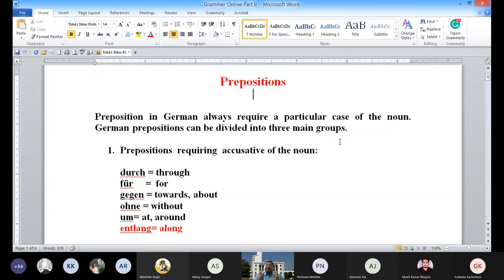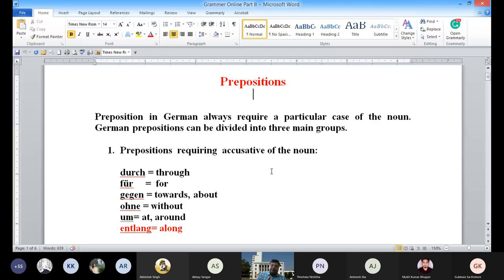So when I say case, you should understand particularly accusative and dative. Prepositions in German always require a particular case of the noun. German prepositions can be divided into three main groups. Now group number one: these prepositions always require an accusative object. Now, when I say accusative objects, what does it mean?